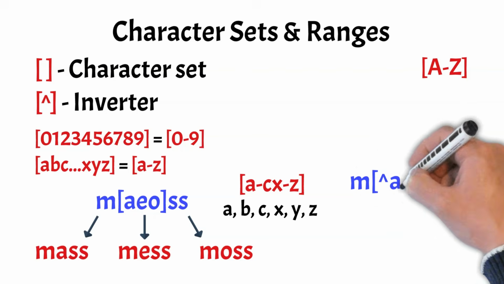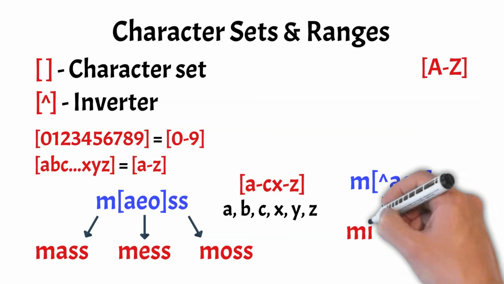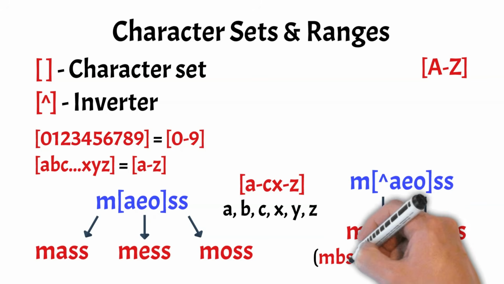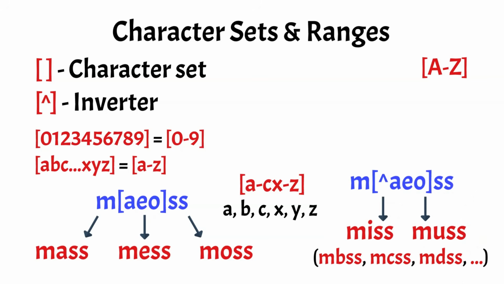Looking at our previous example, now with the inverter, it easily matches miss and mus. But remember, it excludes only those 3 vowels, so random strings like MBSS or MCSS will also trigger a valid match, despite not being proper English words.